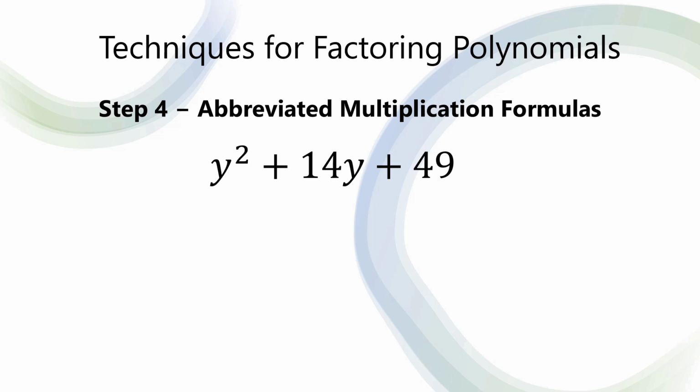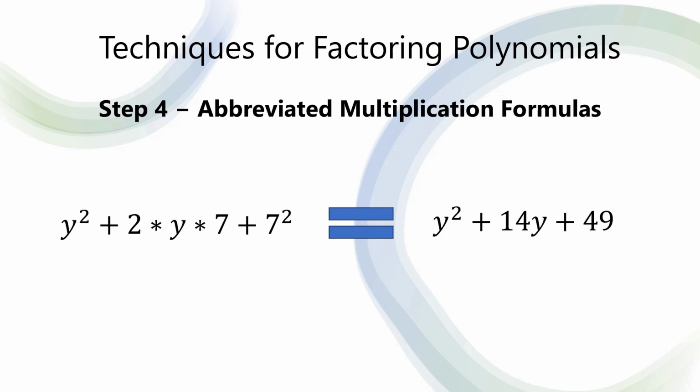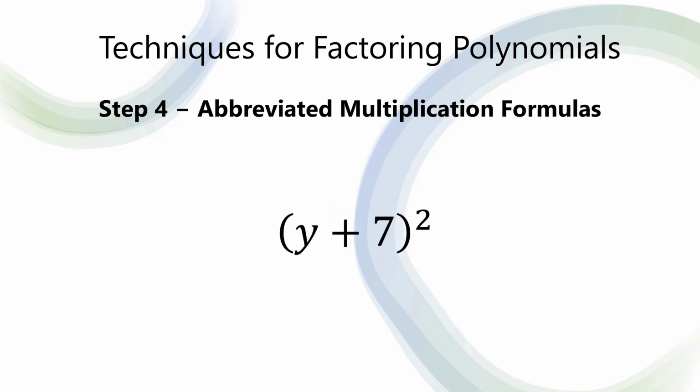Consider the polynomial a squared plus 14a plus 49. This expression resembles the formula for the quantity a plus b squared, where a is a and b is 7. Applying the formula a squared plus 2ab plus b squared, we substitute a with a and b with 7. A squared plus 2 times a times 7 plus 7 squared equals a squared plus 14a plus 49. The polynomial indeed factors as the quantity a plus 7 squared.